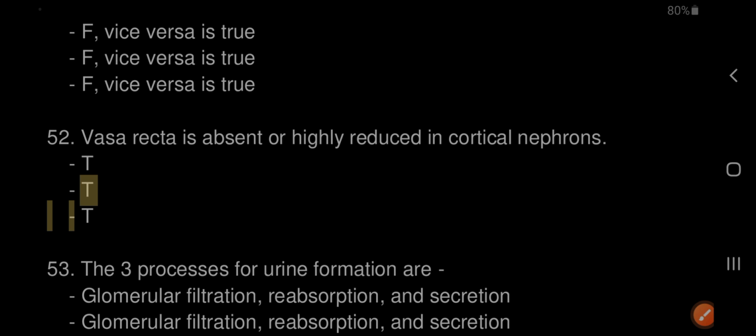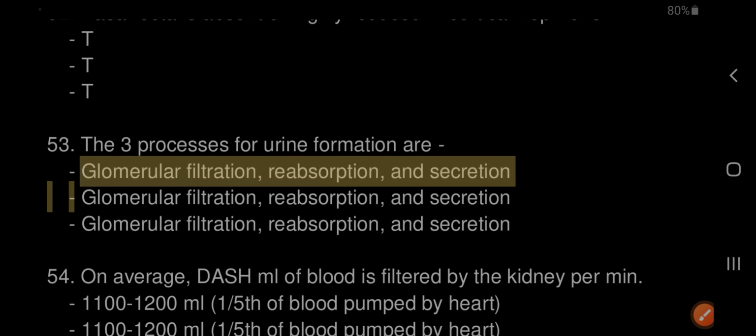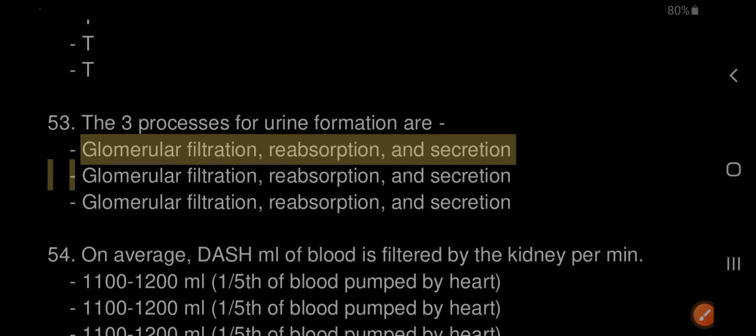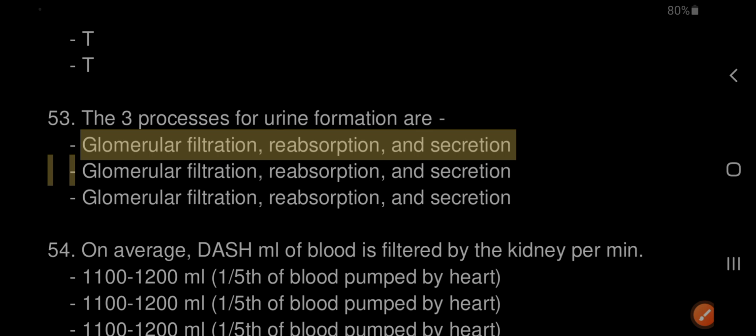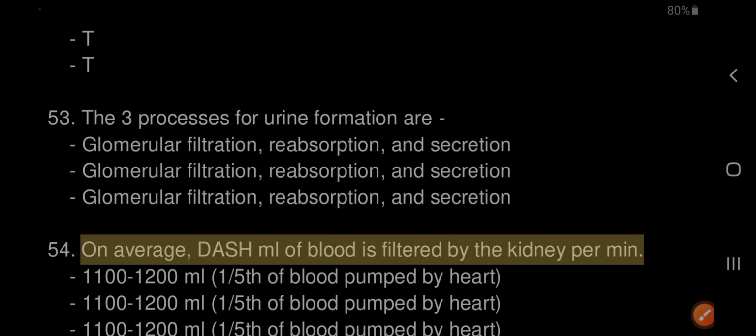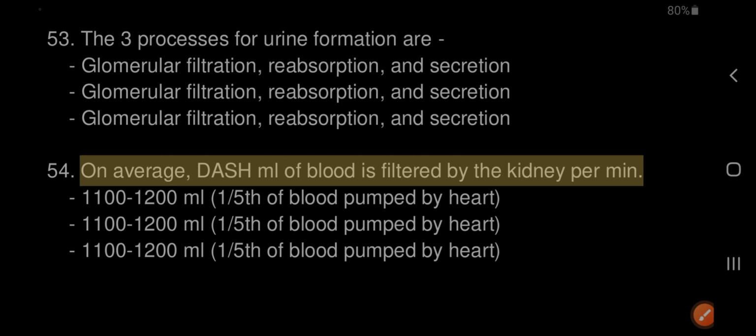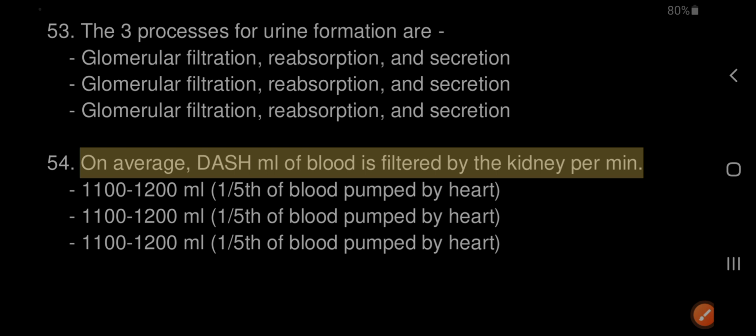53. The three processes for urine formation are glomerular filtration, reabsorption, and secretion. 54. On average, 1100-1200 milliliter of blood is filtered by the kidney per minute, which is one-fifth of the blood pumped by the heart.